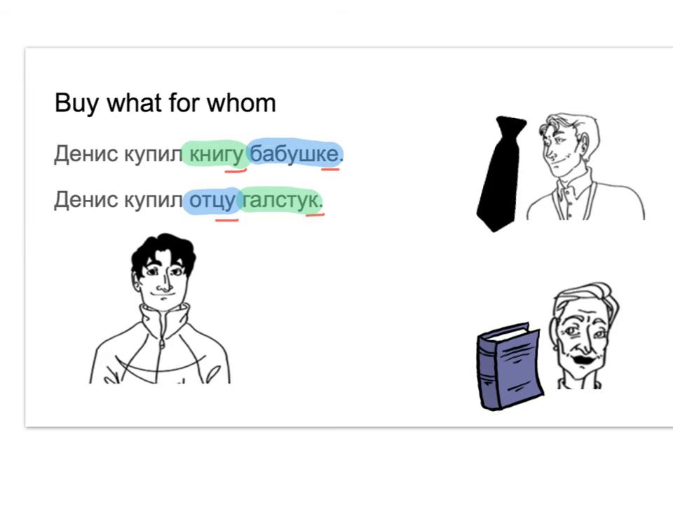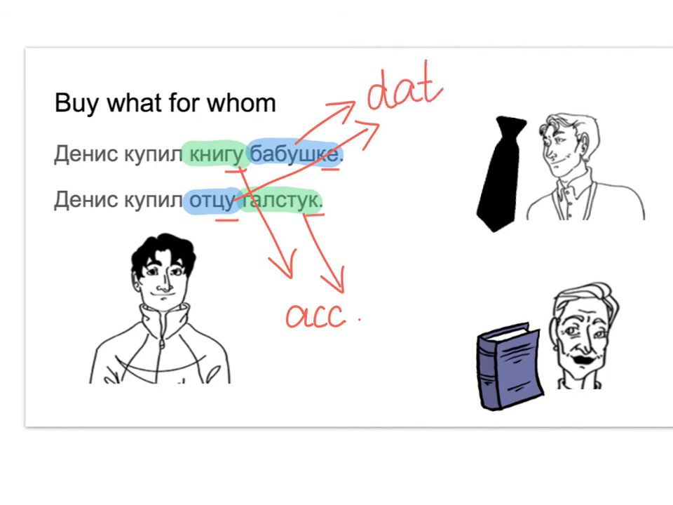You probably figured out that the things that are being bought, книгу, галстук, are in the accusative case. They're the direct objects. They're the things receiving the action of the verb. Whereas бабушке, отцу, are the people for whom things are being bought. Dative case.